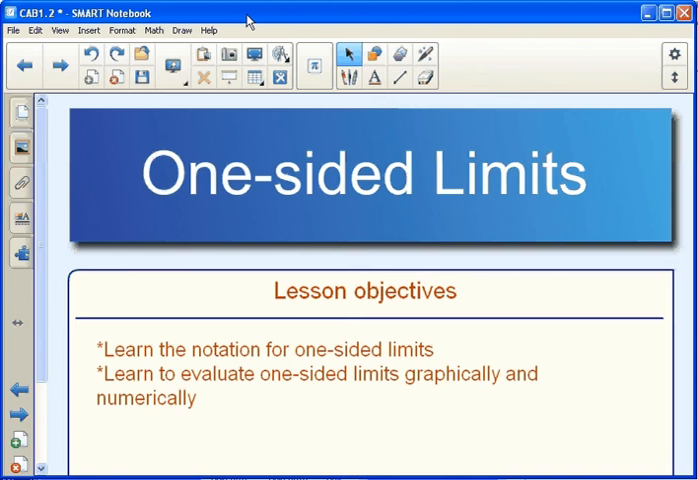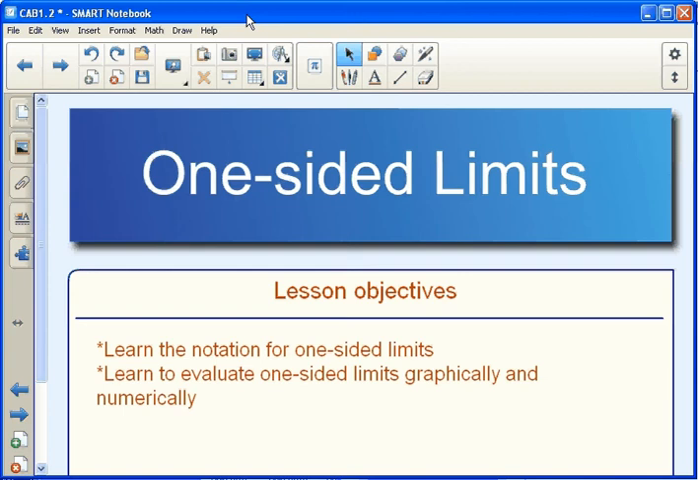So now the real calculus begins. This is one-sided limits. Limits are the foundation for all of calculus. So these are very, very important to our study of calculus and our understanding of how calculus was developed. So today we're going to talk about a specific type of limit, and that's the one-sided limit.